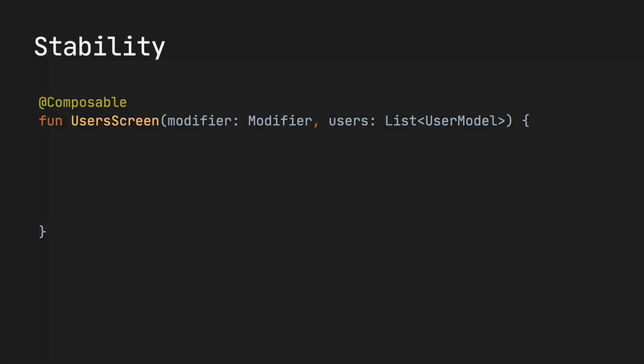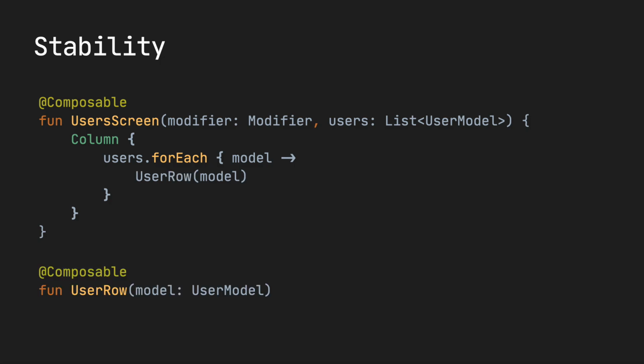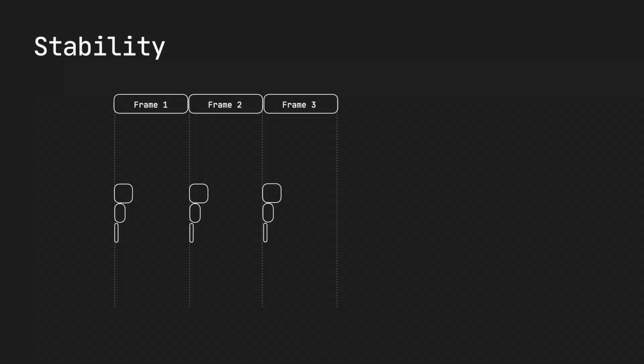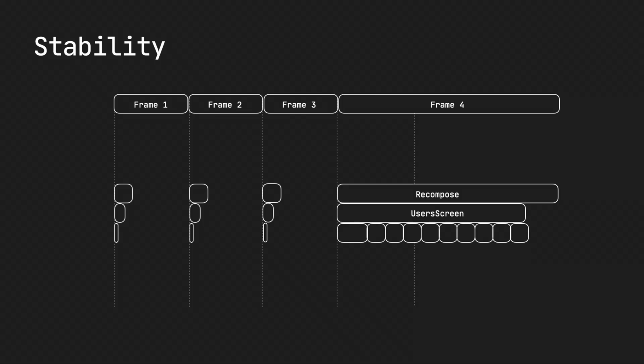So here I have a composable method, UserScreen, which will create a column and a row in that column for each user. It's going to use this user model to extract information. This user model is unstable, and we'll look into why. So you have a mutable name, I have friends, which is a list, and I'm also using an external type. When you do a performance analysis of recompositions with unstable types, you'll see that the recomposition count will keep increasing, maybe when some action happens on the screen.